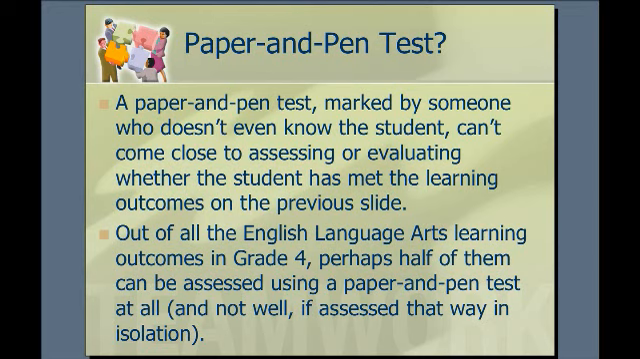So I can give them a holistic assessment, or I can assess for my own purposes holistically how the student is doing across the board as opposed to just in terms of the conventions. The point here is that a paper and pen test that's marked by somebody who doesn't know the student, and who doesn't have access to the student to ask questions about their work, can't really assess all of the learning outcomes in the grade 4 language arts IRP.